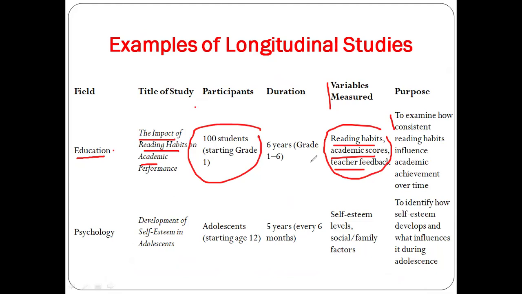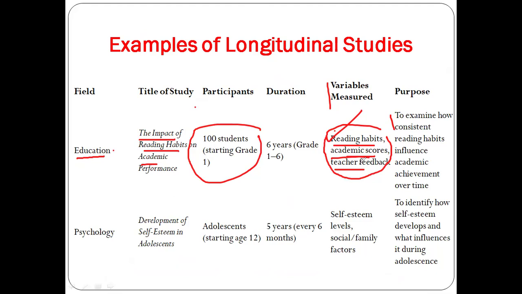Grade 1, grade 2, grade 3, grade 4, grade 6. You are not going to check. Grade 1, you are checking the reading habit. Grade 2, you are going to check the reading habit. Grade 3, you are going to check the reading habit and onward. Similarly, they are measuring score and teacher's feedback.